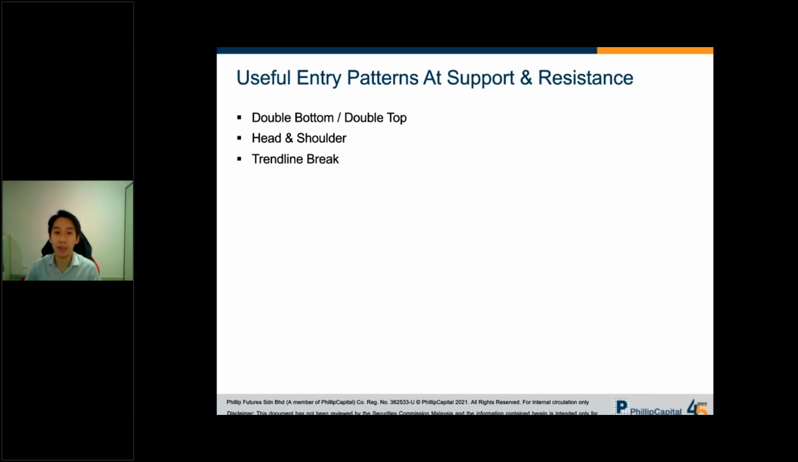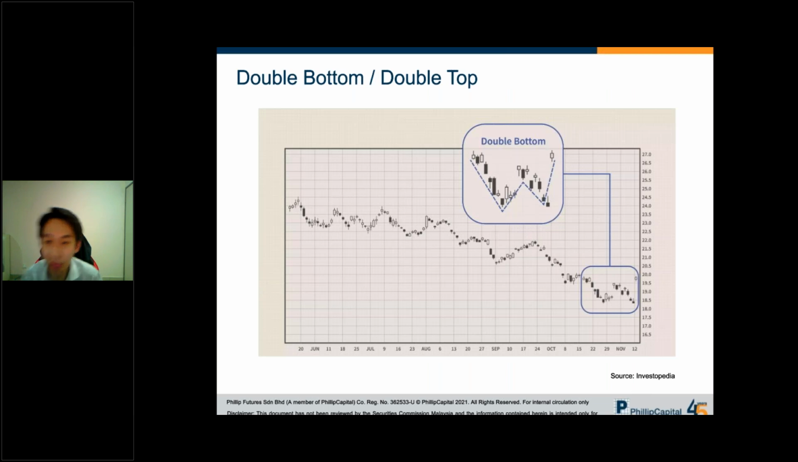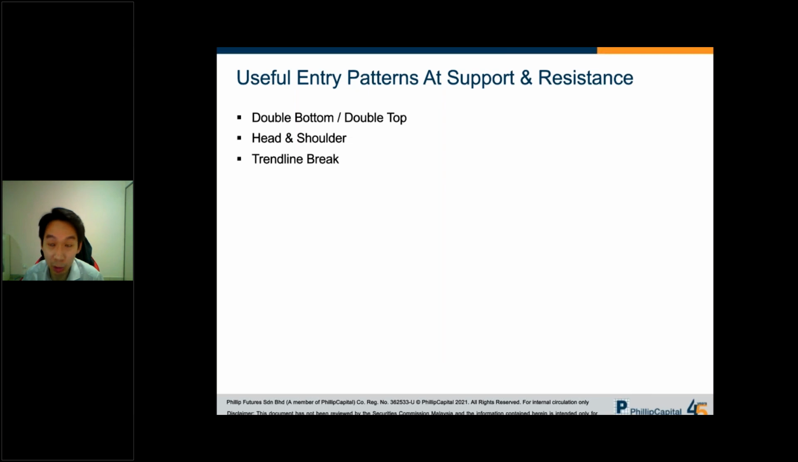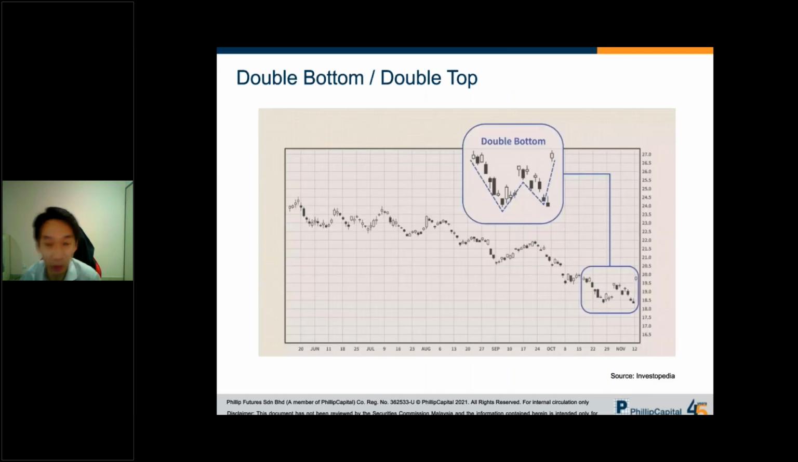Then some of the useful entry patterns you can identify at support and resistance for your entry point are three basic patterns: double top, double bottom, head and shoulders, and trendline break. Whenever you reach a support or resistance level, normally these three patterns will usually occur before a change of trend. So this is a downtrend. When you have a downtrend, before price changes back to uptrend, you will see a double bottom. So this is your double bottom.